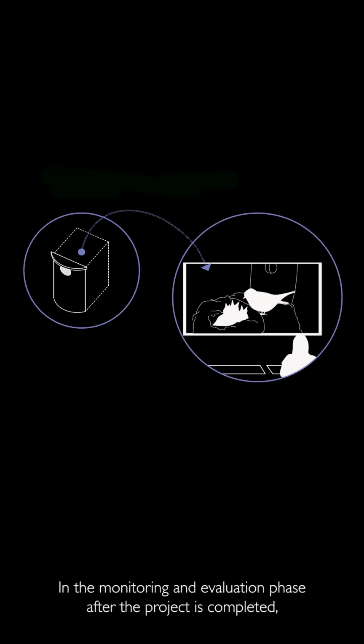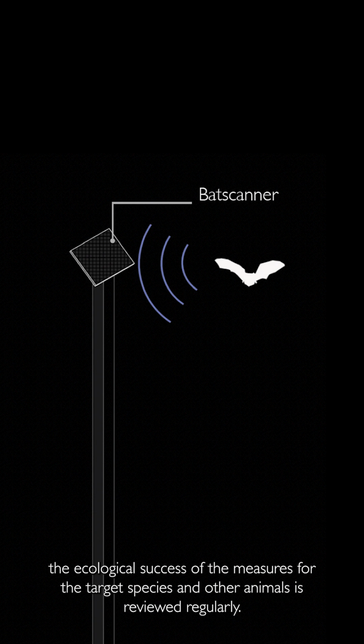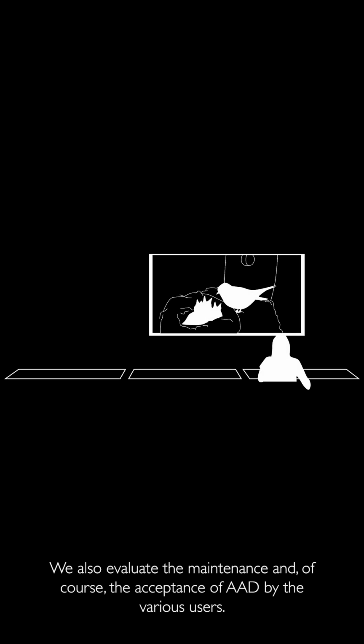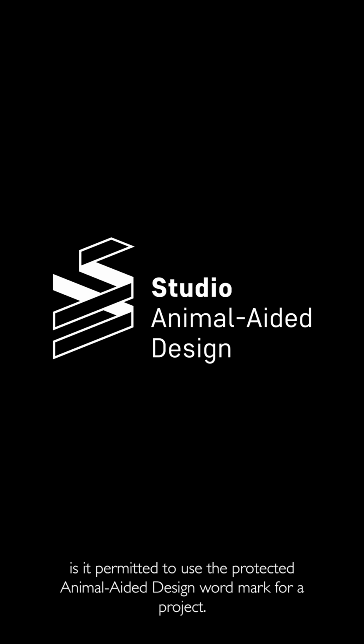In the monitoring and evaluation phase after the project is completed, the ecological success of the measures for the target species and other animals is reviewed regularly. We also evaluate the maintenance and, of course, the acceptance of AAD by the various users. Only after successful certification, it is permitted to use the protected Animal-Aided Design wordmark for a project.